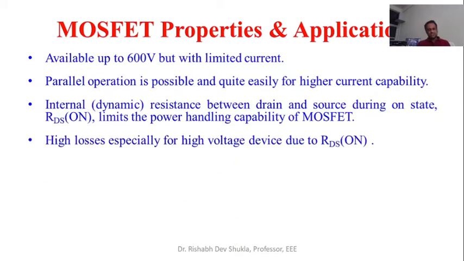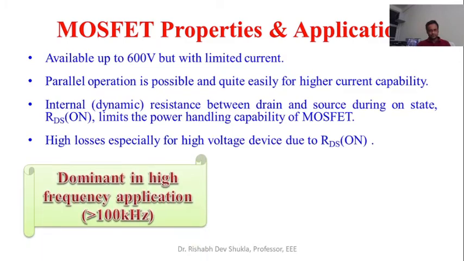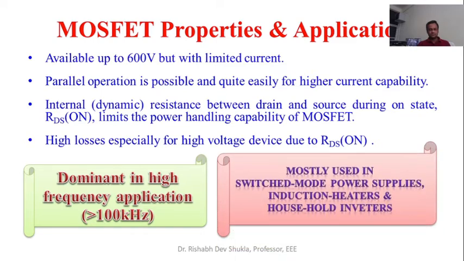Internal resistance, also called dynamic resistance, is the resistance between the drain and source during the on state. It is represented by RDS on. This is the factor which limits the power handling capability of this power MOSFET, or simply, MOSFET. There are high losses, especially for high voltage devices, due to this RDS on. These devices are very dominant in the high frequency range, greater than 100 kilohertz. These devices are mostly used in switch mode power supplies, induction heaters, and household inverters.